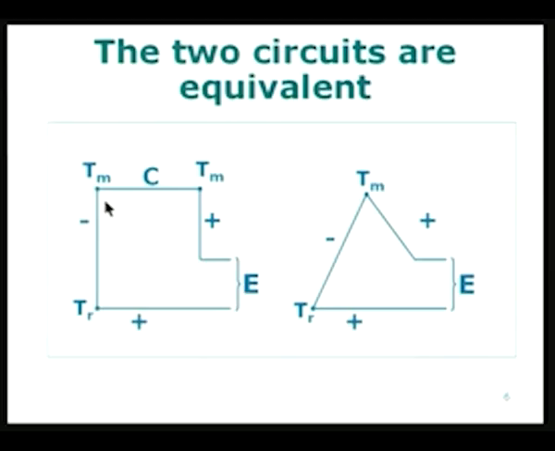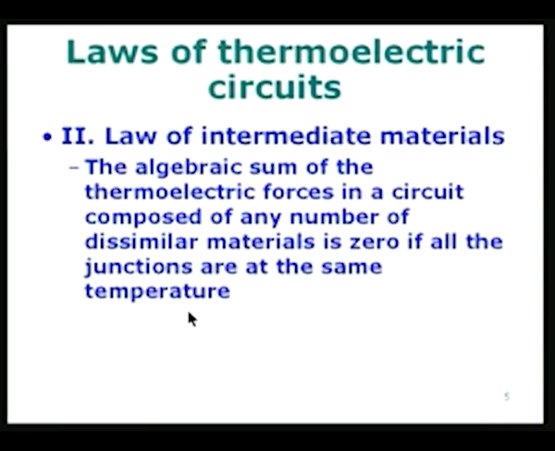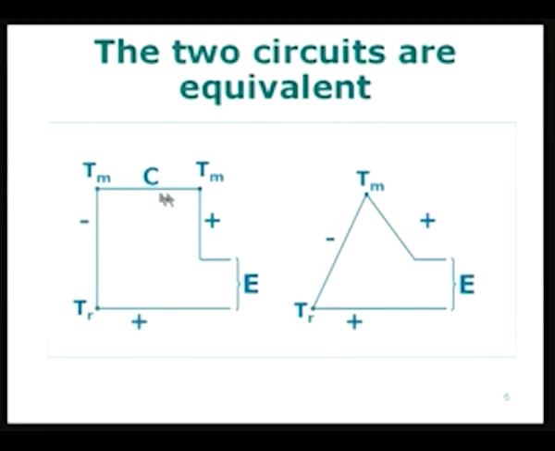So you can see that there are three junctions, Tm, Tm, but there is a third material C, and the relationship we just had was that the sum of emfs for any number of dissimilar materials is 0 if all the junctions are at the same temperature. That means because these two junctions are at the same temperature, this material being there is of no significance. That means I can remove this material C and look at the circuit shown on the right.